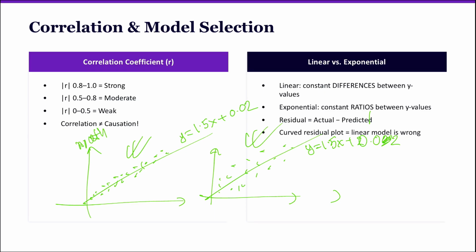And the way we represent that is with this quantity called a correlation coefficient. And there's different kinds of values you can have for this correlation coefficient. If it's 0 to 0.5, it's weak. If it's 0.5 to 0.8, it's moderate. If it's 0.8 to 1, it's strong.